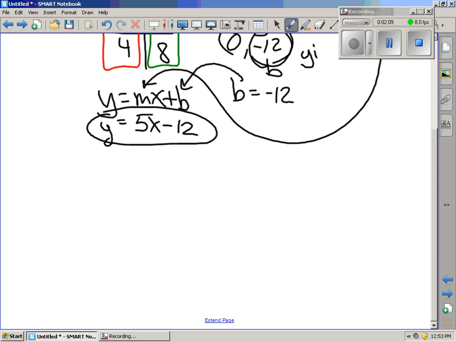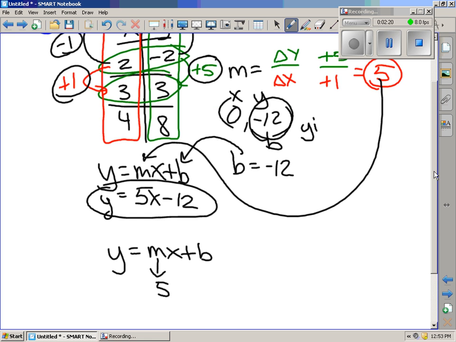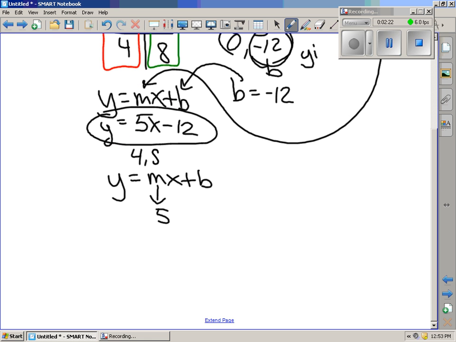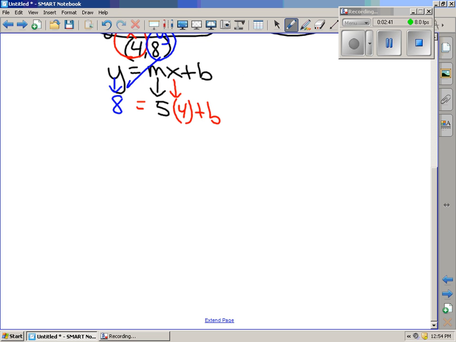Another method you could use for finding b is to write out y equals mx plus b. You could plug in your slope, and then you could also choose one point from the table. So I'm going to choose the point (4, 8) from the table. The x value, 4, goes in for the x, and then the y value, 8, replaces the y. So we're crisscrossing. That's what we said in class, just so we didn't make a mistake at this point.